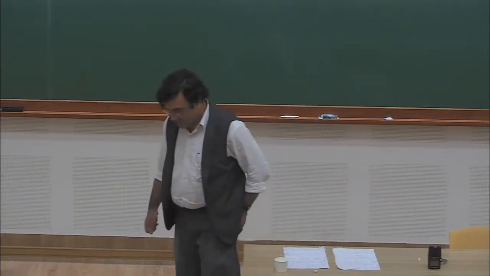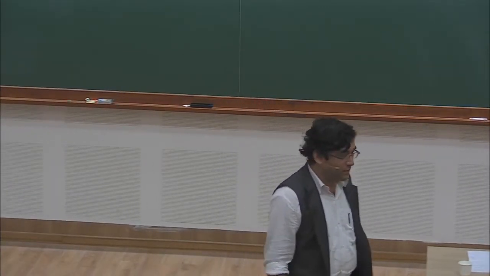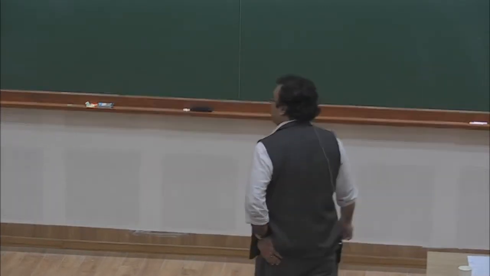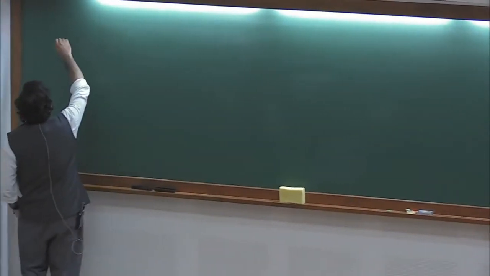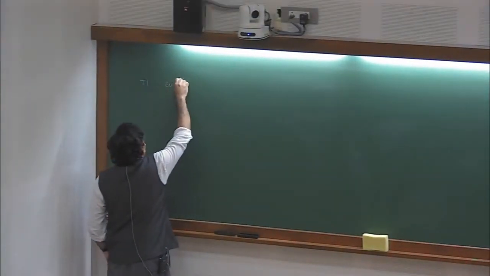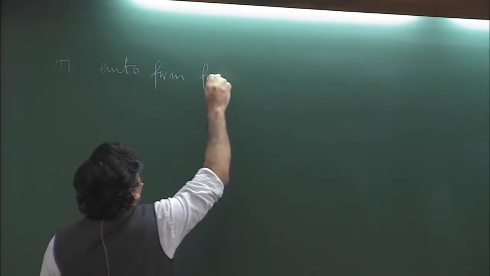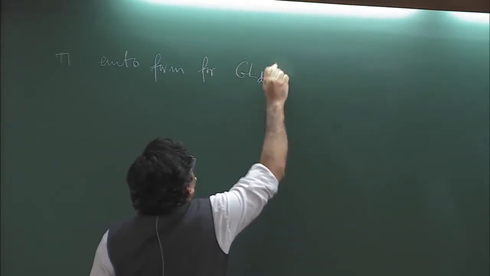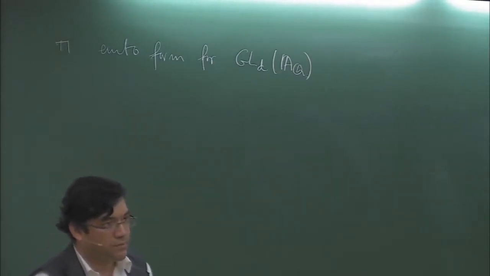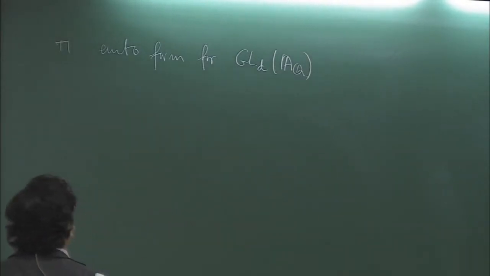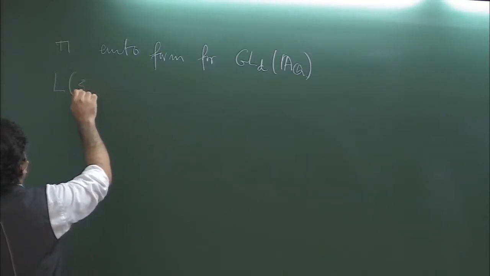So I'm going to talk about the problem of bounding the size of L functions. Let me start by stating the problem. Pi is an automorphic form for GL_d. I'll be working over the number field of rational numbers, and we can associate with it an L function, L(s, pi).